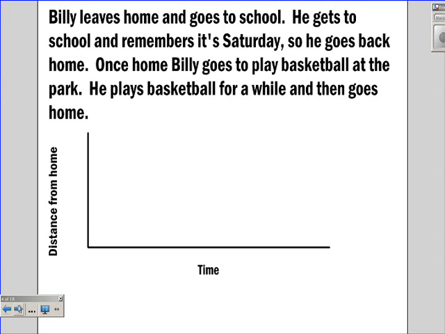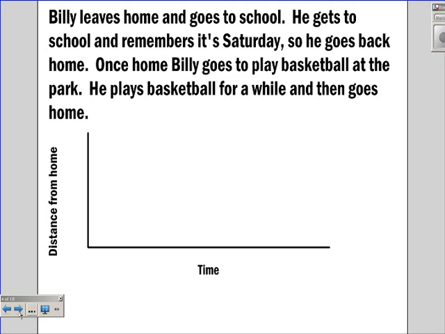So let's take a look here. What we're going to do is understand Billy leaves home and goes to school. He gets to school and remembers it's Saturday, so he goes back home. Once home, Billy goes to play basketball at the park. He plays basketball for a while and then goes home. So we're given a context. We need to create the distance versus time graph given this context.